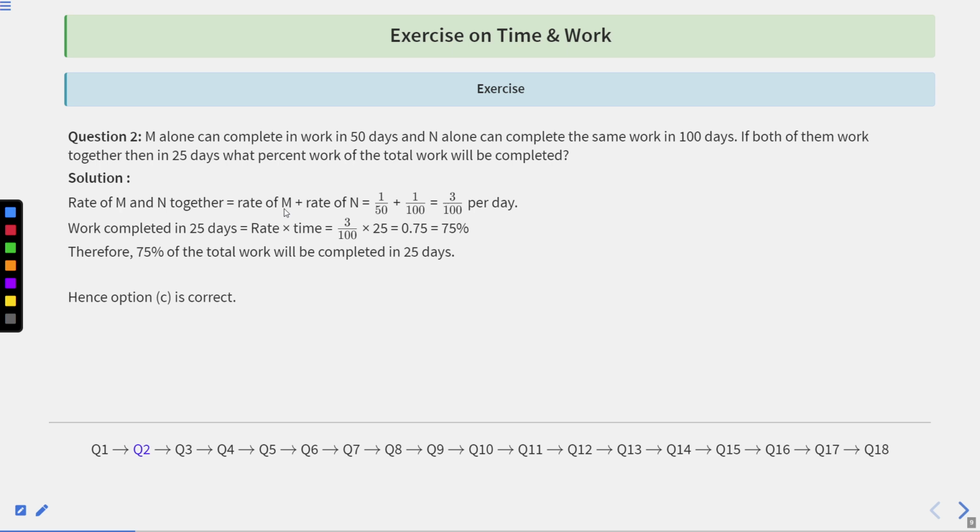So the rate of M and N together is equal to the rate of M plus the rate of N. That is equal to 1 upon 50 plus 1 upon 100. That is 3 upon 100 per day. So the work completed in 25 days is equal to rate into time. So the rate we just computed is equal to 3 upon 100 and time is 25 days. So multiply it, you will get 0.75, that is 75%. That means when M and N work together on the same task, they can complete 75% of the total work in 25 days. So the correct option here is option C.